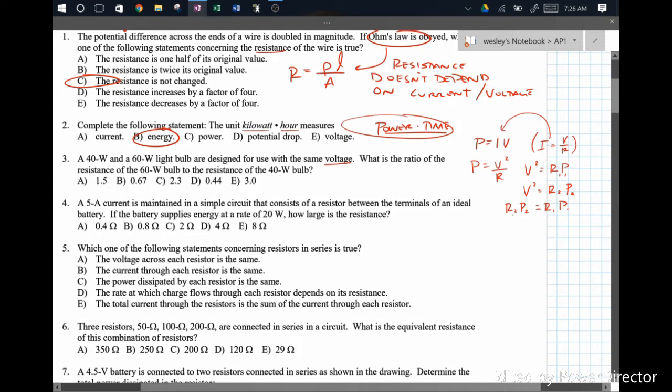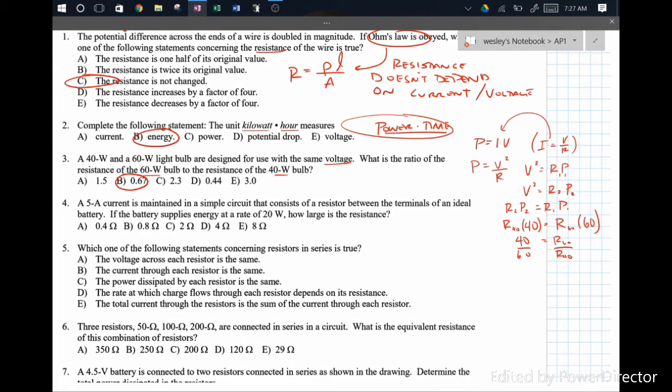And then just to give us the things that we're talking about, R of the 40 watt times 40 watts is equal to R of the 60 watt times 60 watts. And we want 60 over 40 because 60 comes first. So R60 over R40 equals 40 over 60. So it's 2/3, 0.67. There's a lot of work for that.